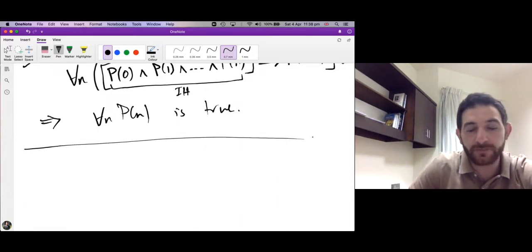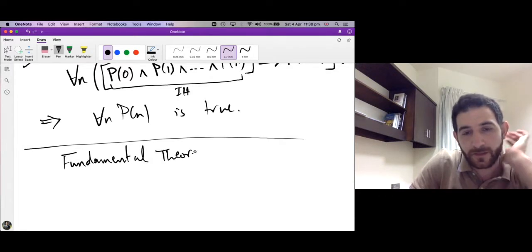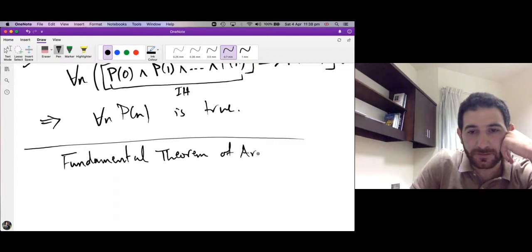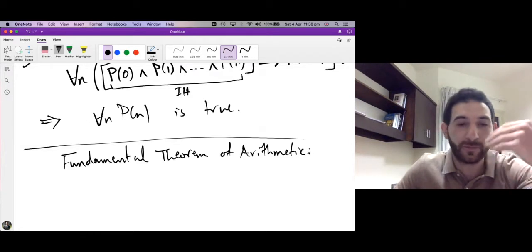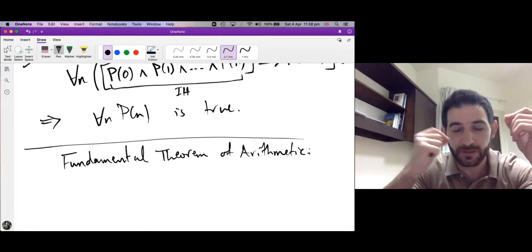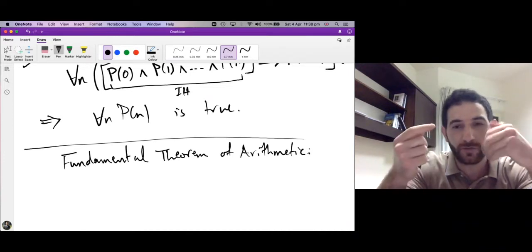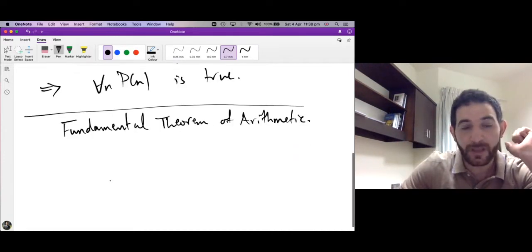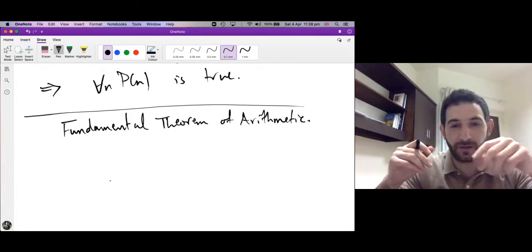So our example is the first part of what is called the fundamental theorem of arithmetic. Let me tell you what the fundamental theorem of arithmetic is. It says that every positive integer greater or equal to 2 can be written as a product of primes, where a product of primes includes a prime itself. So either the number is a prime or a product of primes. And this product is unique up to permutation of the primes.